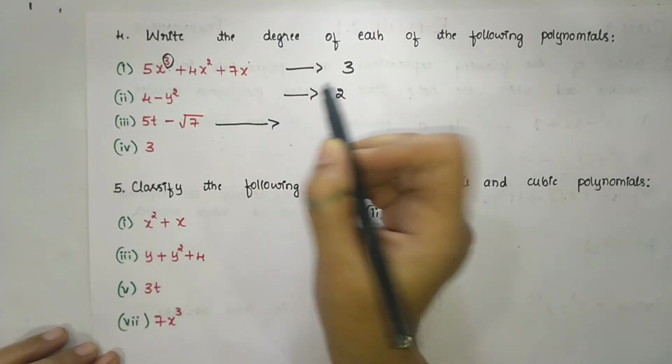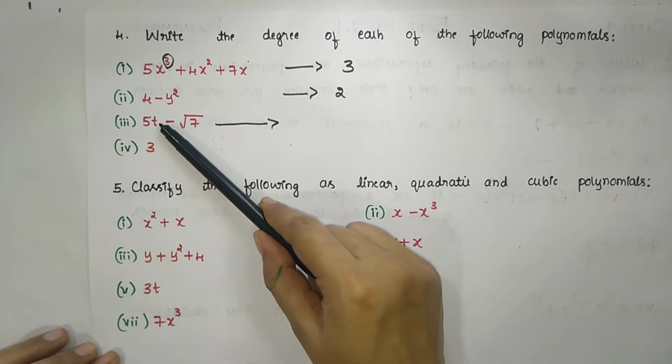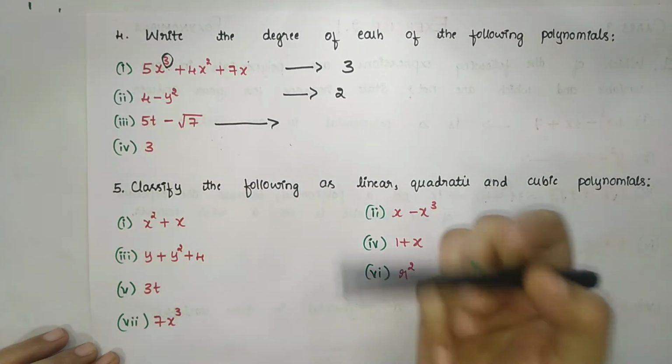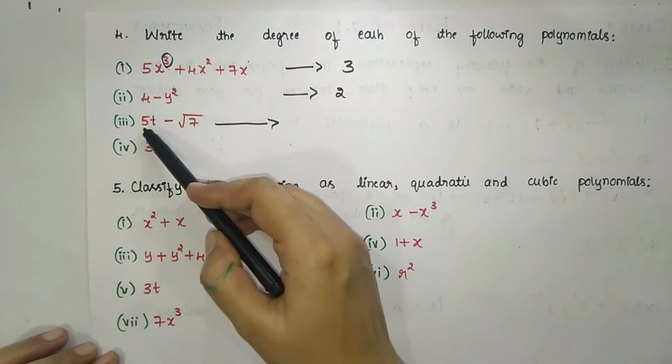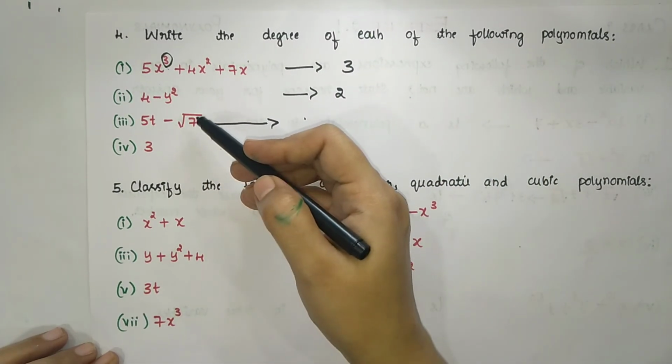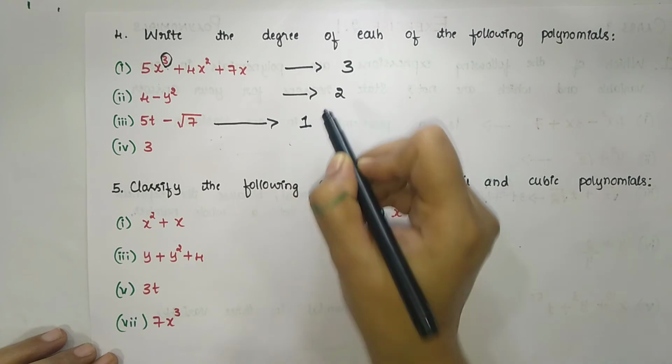So the degree of the polynomial 4 minus y square is 2. In the third question we have 5t minus root 7. So we have t power 1, and the degree of the polynomial is 1.